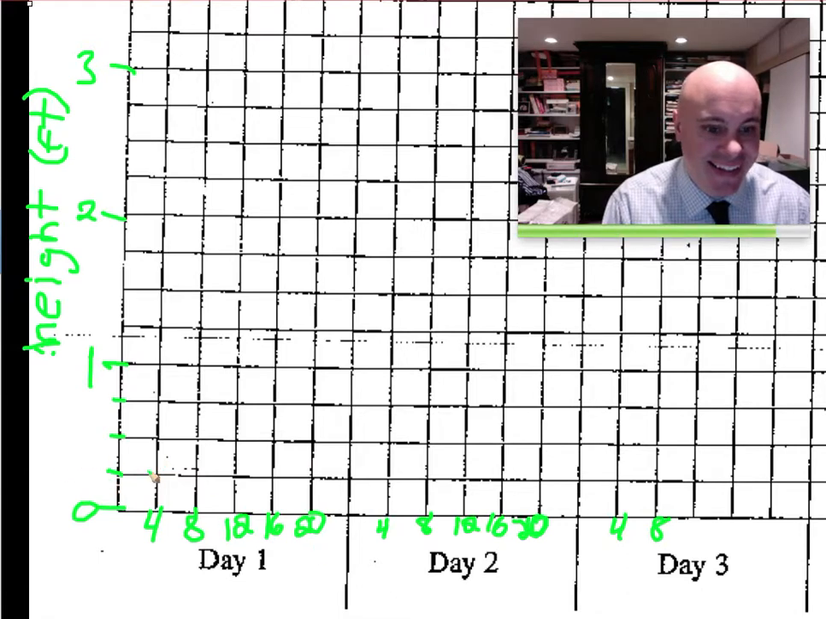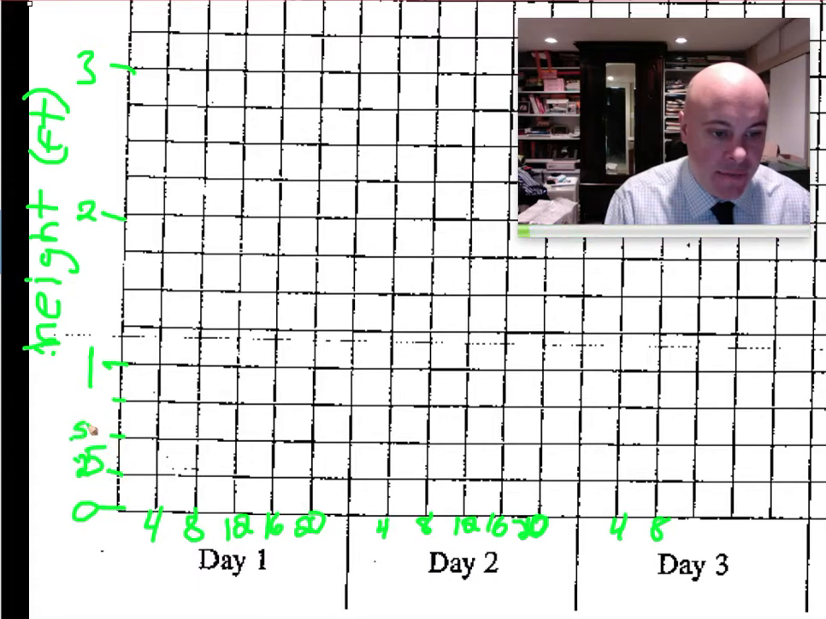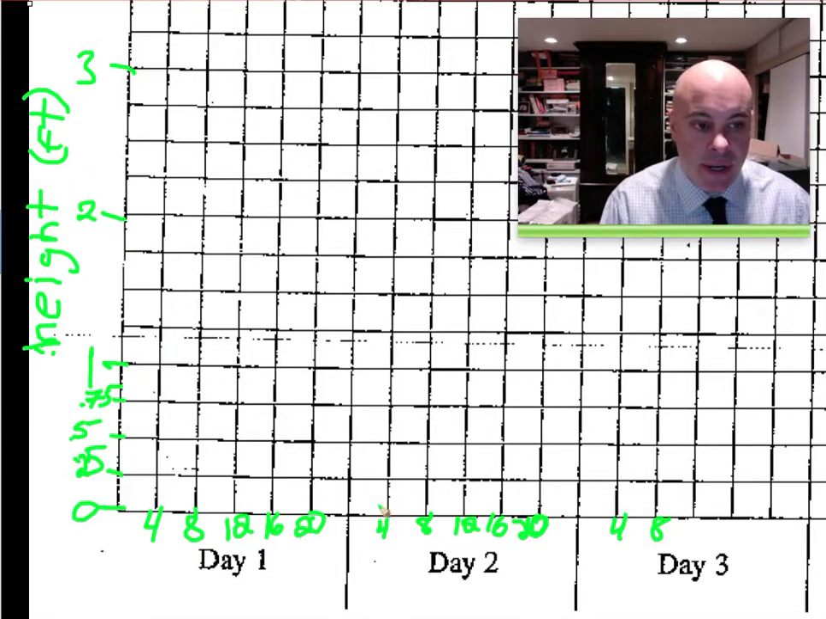So this would represent 0.25 feet, 0.5 feet, 0.75, and 1. 1.25, 1.50, 1.75, and 2.0. And then you're just plotting the points.